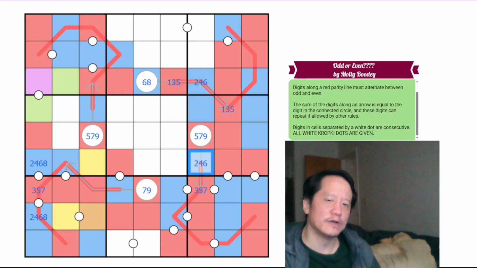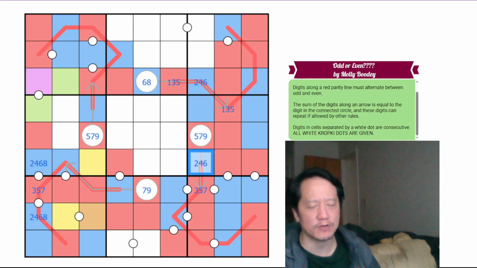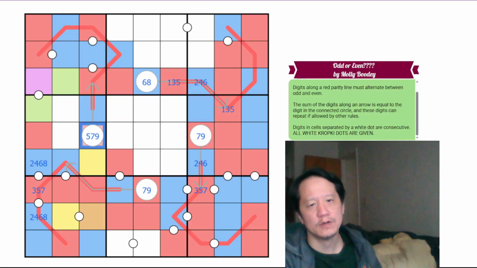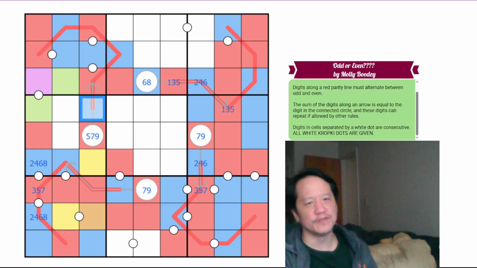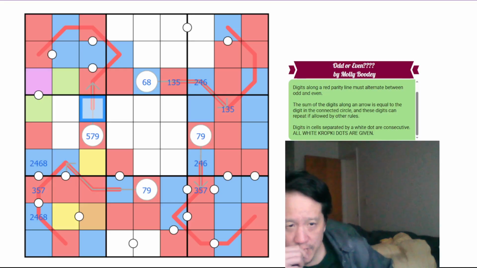Oh, this is 2, 4. This can't even be 1. So if this were 5, it would have to force this to be 2 and 3, but then that would be consecutive without a white dot in between, so that doesn't work. This cannot be 5. But this could be 5 if this is 1 and that's 4. That is certainly possible.